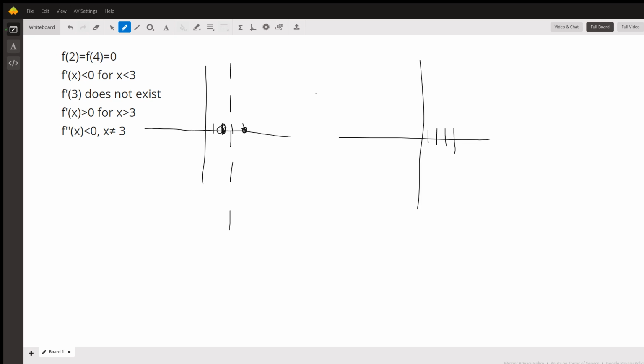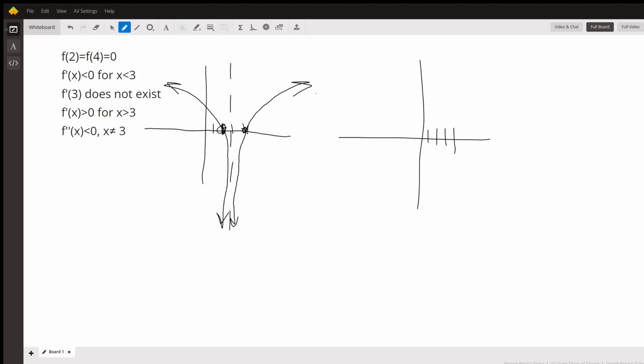And the second derivative is less than 0, meaning it's concave down in both places. So it could look like that. That should be approaching but never touching. I have a hard time drawing that, approaching but never touching. So concave down in both places.